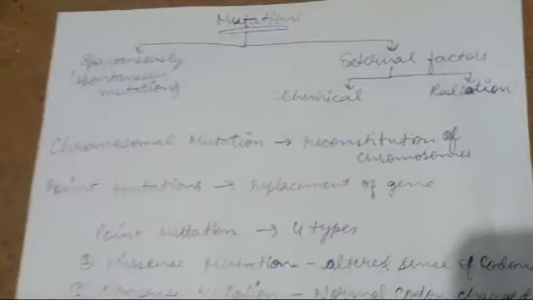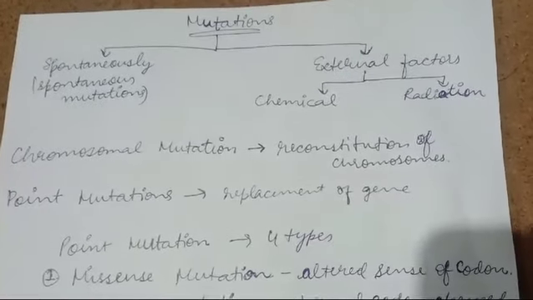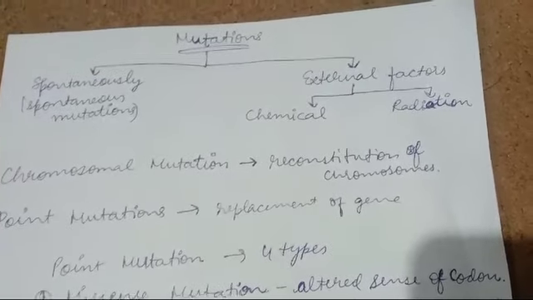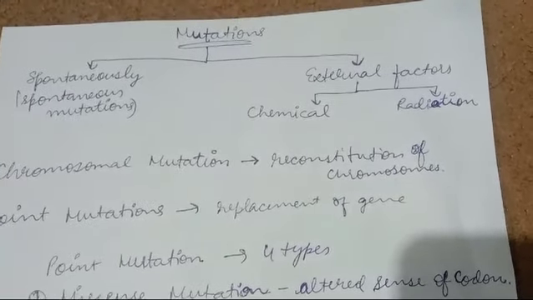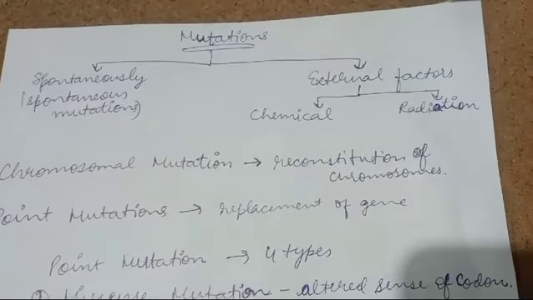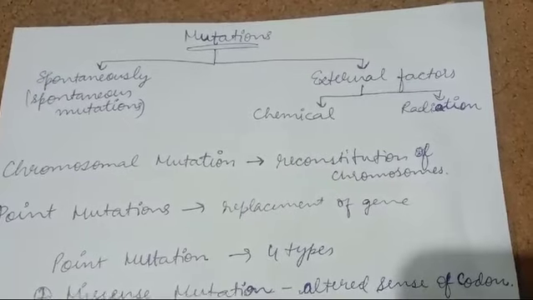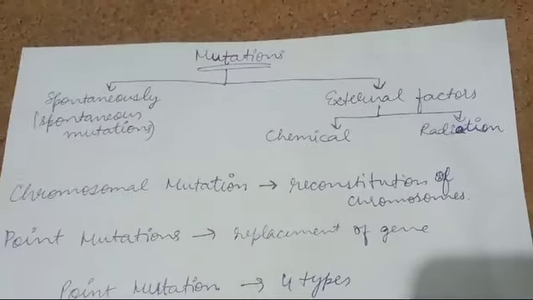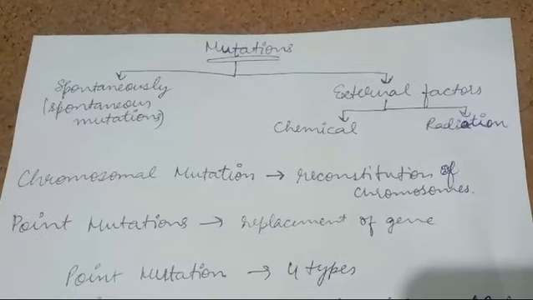Hi friends, and today we will talk about mutations, types of mutations, and the consequences formed in the human body by mutations. We will start with the mutation forms. There are mainly two factors which cause mutations: spontaneous mutations and external factors.